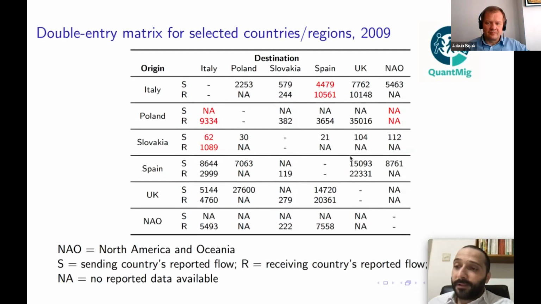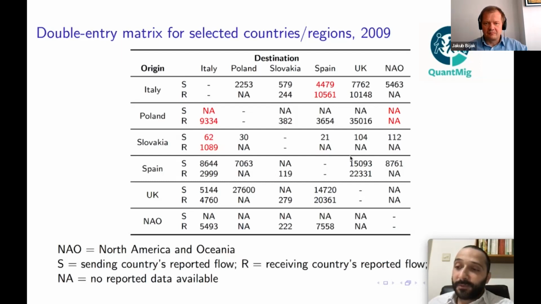For example, for the Italy to Spain flow, Italy reports sending around 4,500 migrants to Spain, whereas Spain reports receiving around 10,500 migrants from Italy, which is over twice as many. This highlights the issue of undercounting. In this case, it is Italy undercounting emigration. Another example, where the discrepancy is even larger, is flows from Slovakia to Italy, where Slovakia reports 62 emigrations and Italy more than 1,000 immigrations. One reason for this is that Slovakia uses a permanent definition for migration, where the individual should intend never to leave the destination country, whereas Italy uses the UN's 12-month definition.